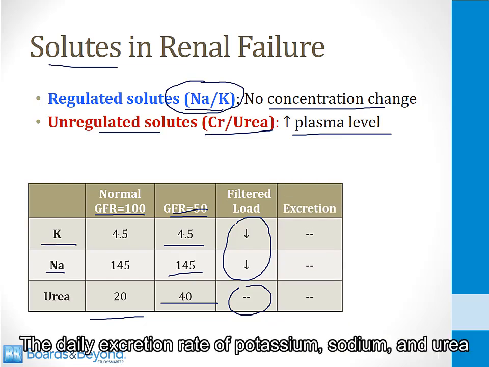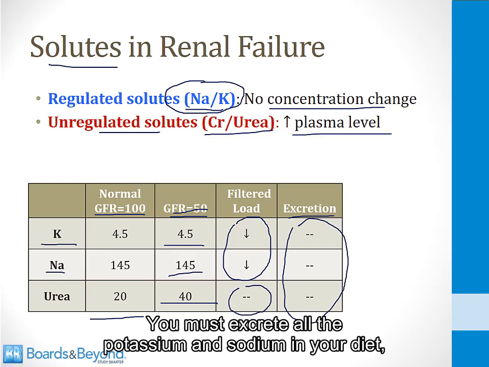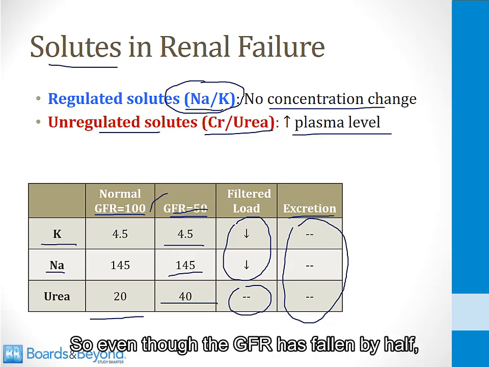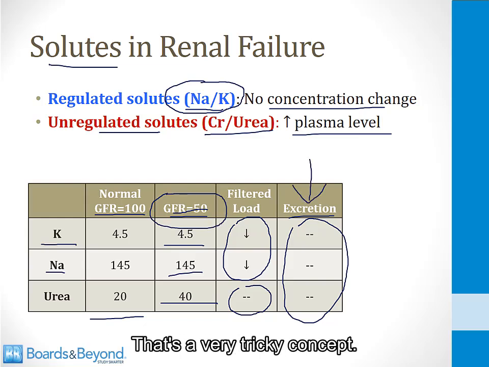Here's the tricky part though. The daily excretion rate of potassium, sodium, and urea is always the same. It has to equal the intake. You must excrete all the potassium and sodium in your diet, and you must excrete the urea produced by metabolism. So even though the GFR has fallen by half, the excretion rate has not changed. And that's a very tricky concept. Make sure you understand that.